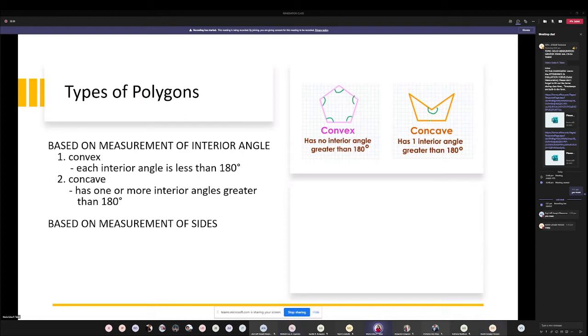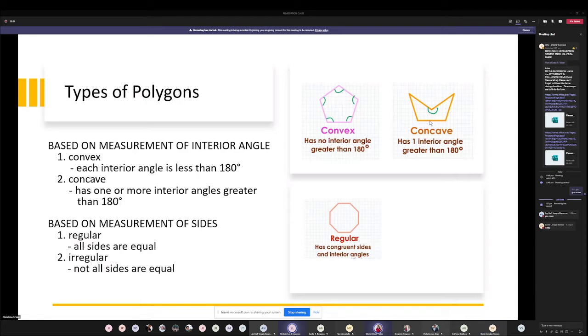If we base it on the measurement of the sides, we have the regular polygon, wherein all sides are equal. If the sides are equal or congruent, then it follows that the angles are also equal, or congruent. The second type, based on the measurement of the sides, is of course irregular, so not all sides are equal. This is an example.